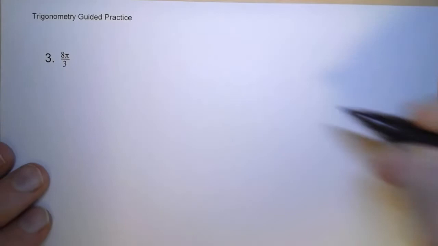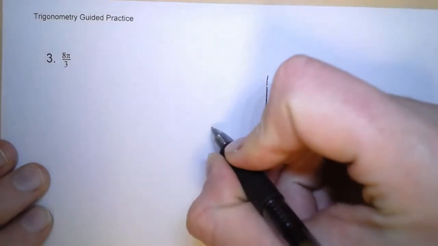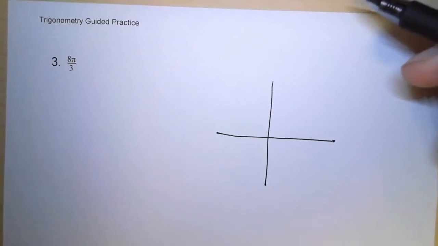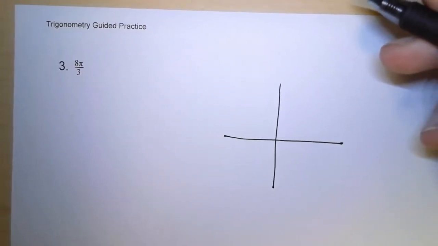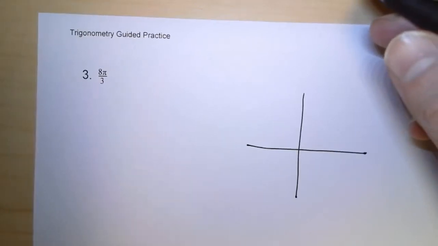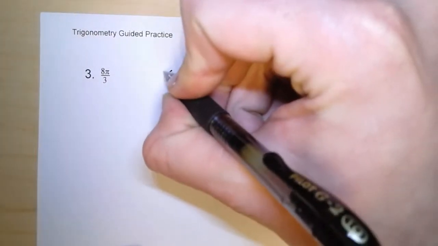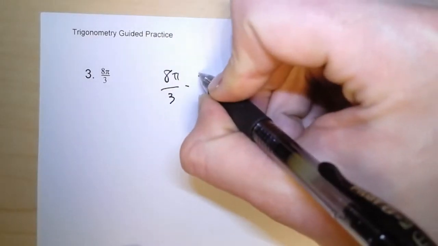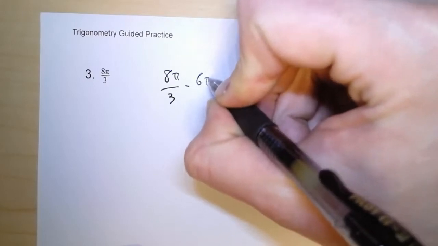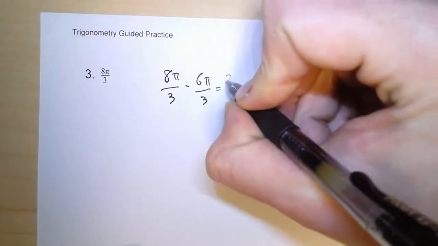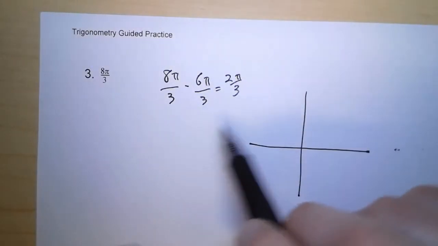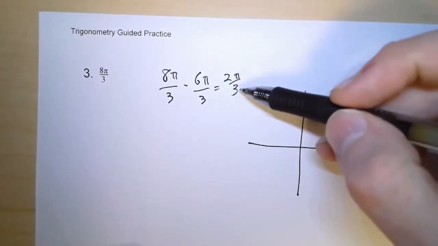So for the next one, here we have 8 pi over 3. Now we're in radians. That's okay. We can still work with that. Now let's see. 8 pi over 3. Well, let's use a little bit of coterminal angles to help us. 8 pi over 3. And what I'm going to do is I'm going to subtract away 2 pi, but I'm going to write it in the form of 6 pi over 3. Okay. So what I did is I subtracted away a rotation and I got 2 pi over 3.